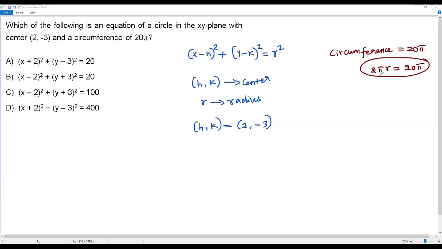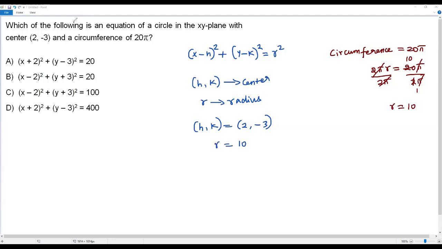Now in this equation, I have to solve for r, which represents the radius of the circle. For that, I have to divide both sides by 2 pi. Let me do it. So the 2 pi will cancel, pi and pi cancel out. 2 goes into 2 one time and 2 goes into 20 ten times. So I'm getting r = 10. That is, the radius of the circle is 10.